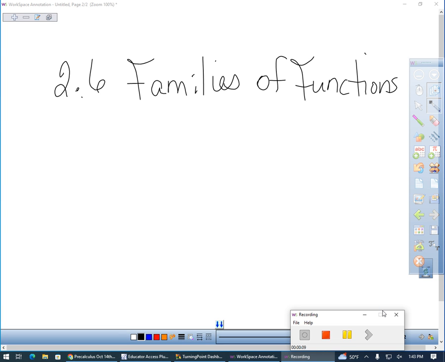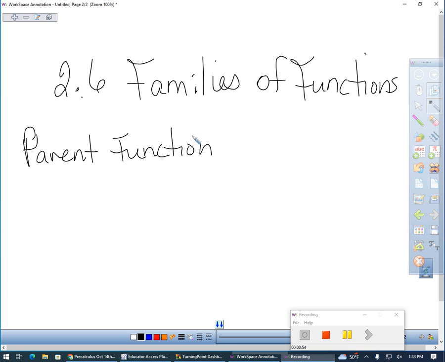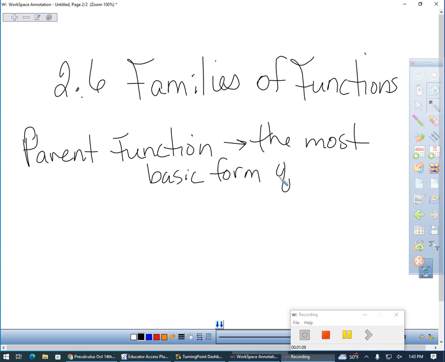So if I'm talking about families of functions, what is supposed to be the main source of a family? The mom and dad, I agree. Well, just like in families, a family of functions has a mom and dad, or what we call a parent function. A parent function is the most basic form of the function.